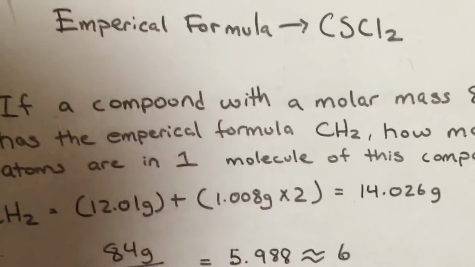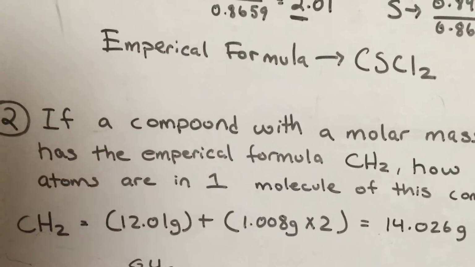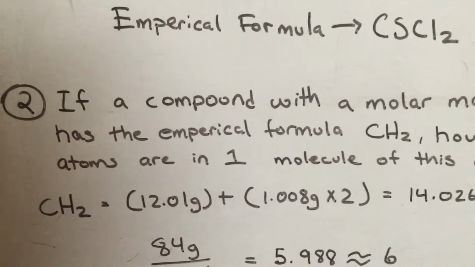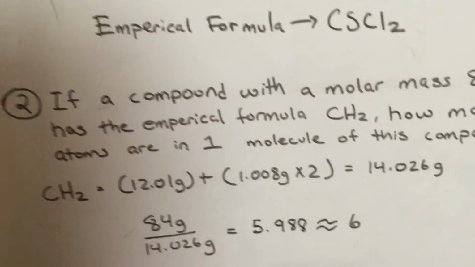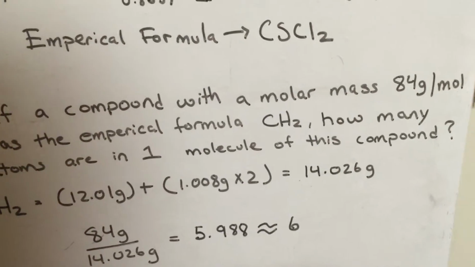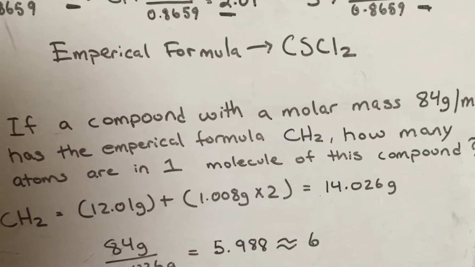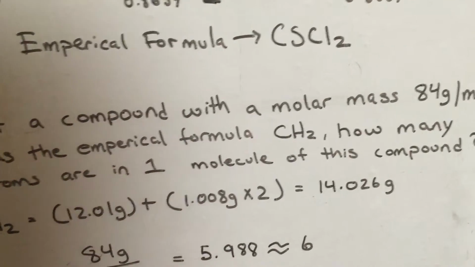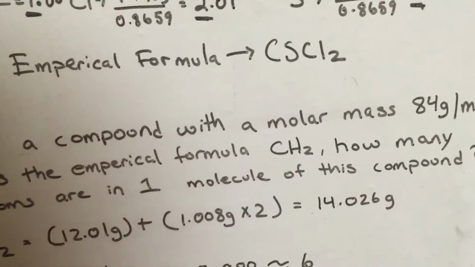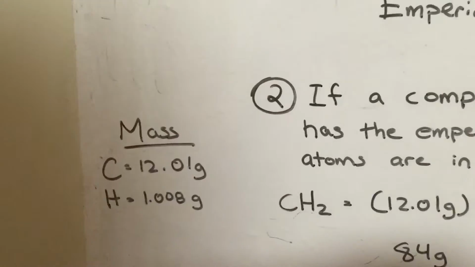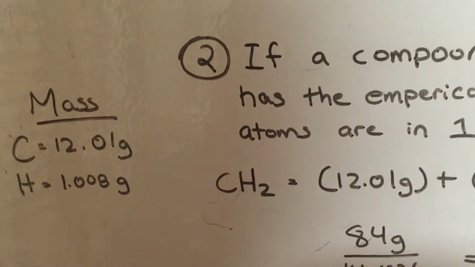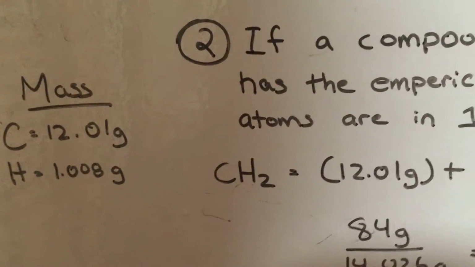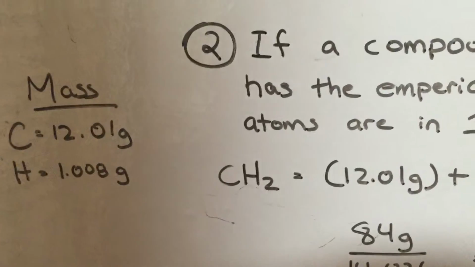The second question is asking us to find the number of atoms, which can be done through the molecular formula. If a compound with a molar mass of 84 grams per mole has the empirical formula of CH2, how many atoms are in one molecule of this compound? So again, we have our given masses. For carbon, 12.01 grams, and for hydrogen, 1.008 grams.